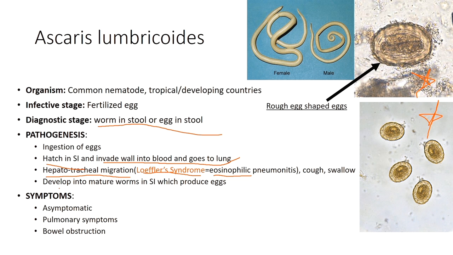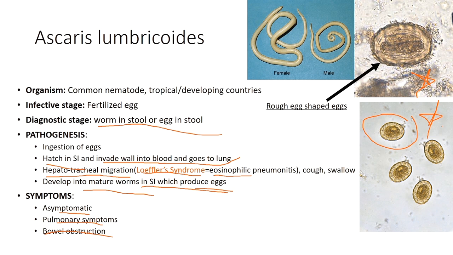Okay, development into mature worms, once we cough and we swallow them down into the GI tract again, they mature into mature worms, and they start producing and spitting out eggs, and we can find these guys on the stool sample. It's pretty much often asymptomatic other than the Loeffler's cough, pulmonary symptoms, and then that bowel obstruction when we have a lot of these worms.